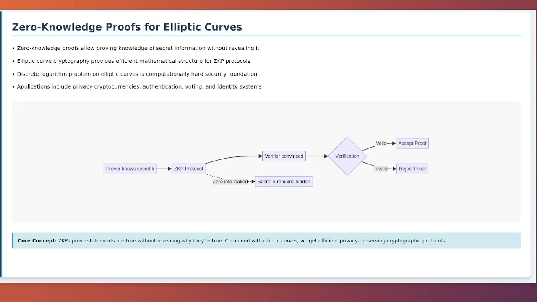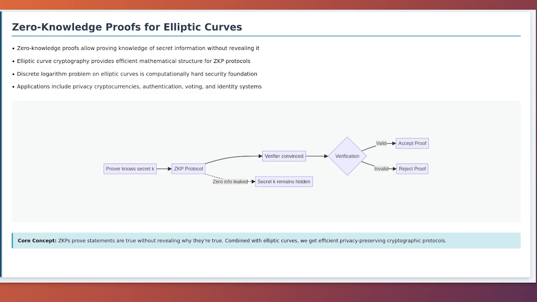Today we are diving into one of the most fascinating intersections of cryptography: zero-knowledge proofs applied to elliptic curve cryptography. This presentation will explore how we can prove knowledge of discrete logarithms on elliptic curves without revealing the secret values themselves. Zero-knowledge proofs, or ZKPs, are cryptographic protocols that allow one party, known as the prover, to convince another party, known as the verifier, that a statement is true without revealing any information beyond the validity of that statement itself.